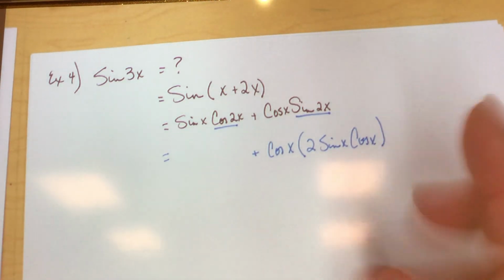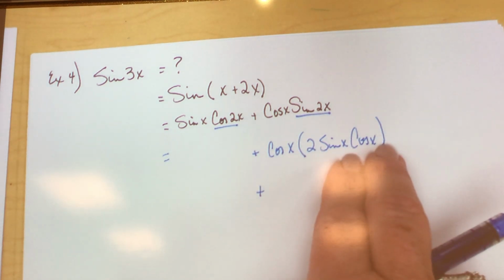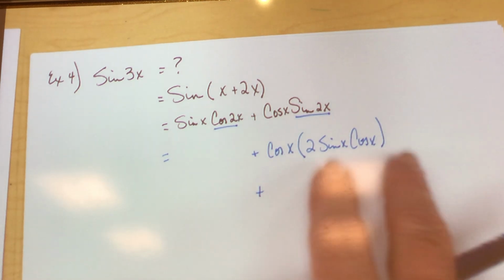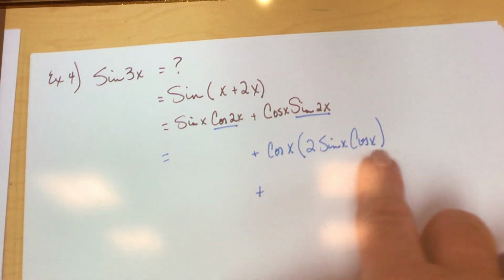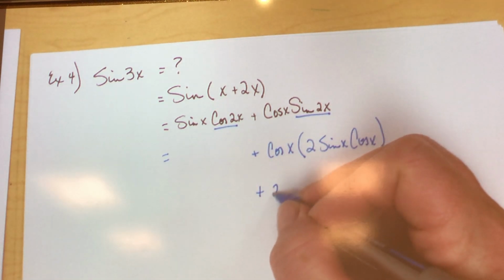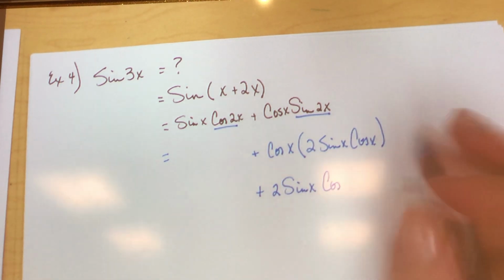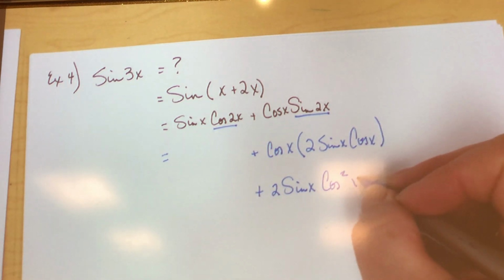Okay, so now, watch what I'm fixing to do. I'm still unsure because I still have sines and cosines, so I'm still kind of unsure which one I might want to pick. So I'm going to go ahead and multiply this together. Tell me what you get when you multiply it together. 2 sine x, what? Cosine squared. Cosine squared x.